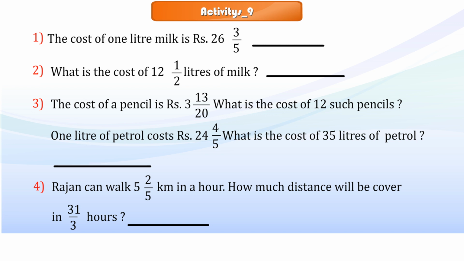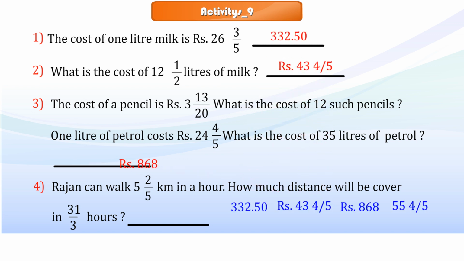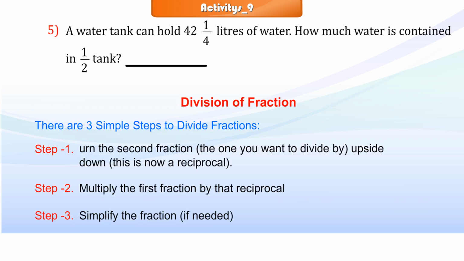3. 1 liter of petrol costs 24 4 by 5 rupees. What is the cost of 35 liters of petrol? 4. Rajan can walk 5 2 by 5 kilometers in an hour. How much distance will be covered in 3 1 by 3 hours? 5. A water tank can hold 42 1 by 4 liters of water. How much water is contained in half tank?